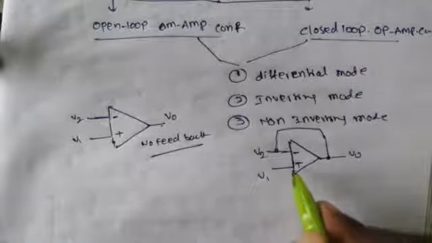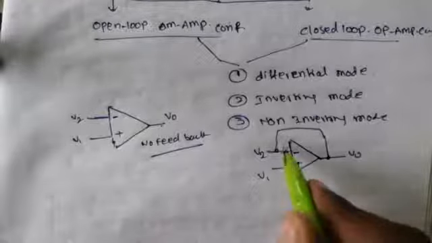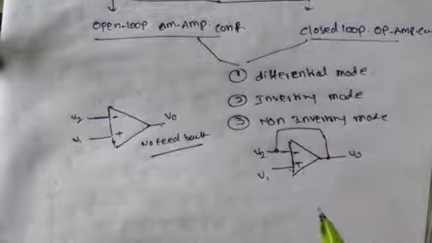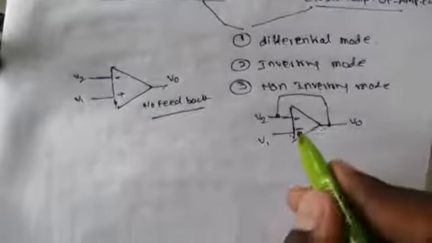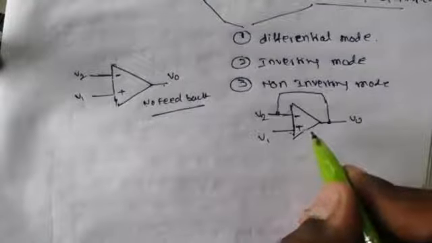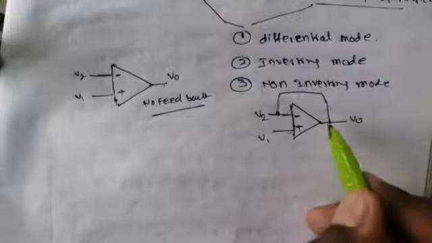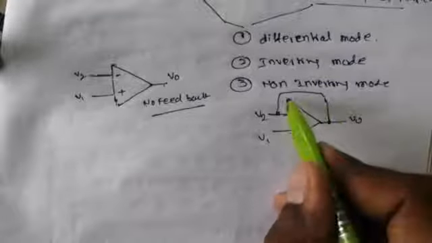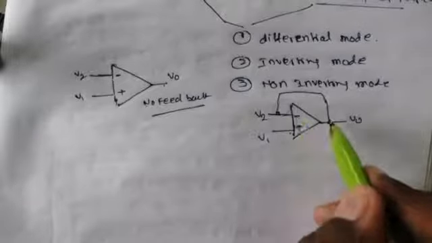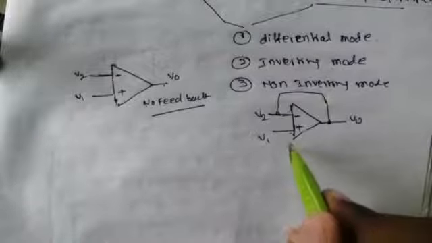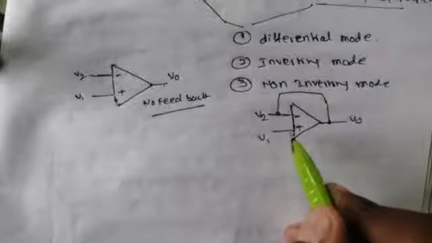Coming to positive feedback, negative feedback has more advantages. In the last video I already discussed this, once again I will. What is the meaning of negative feedback? The output will be fed back to the inverting terminal of the operational amplifier. If the output is fed back to the non-inverting terminal, then it is called positive feedback.